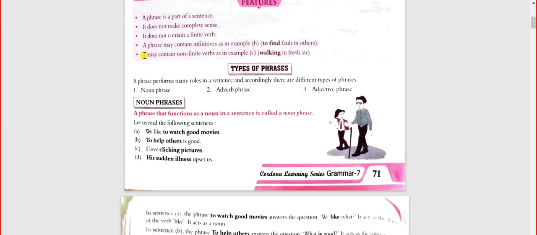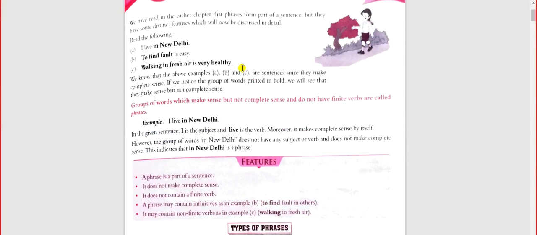Then the last pointer says it may contain non-finite verbs. As an example, walking up. What it says? It says that sometimes it can have non-finite verbs also.